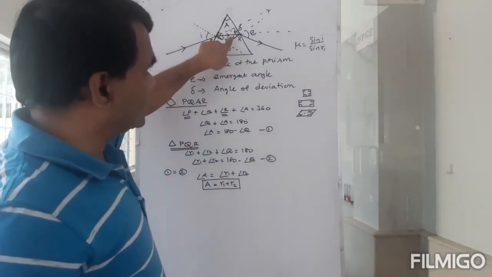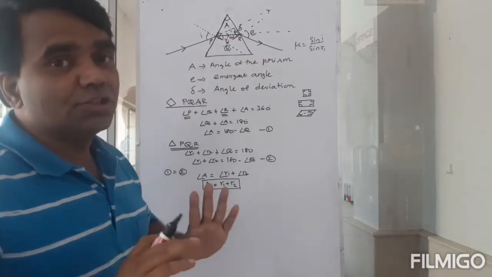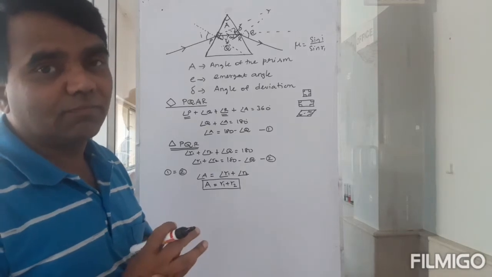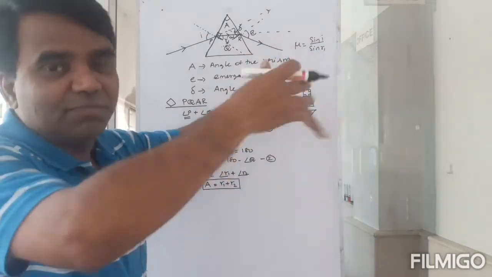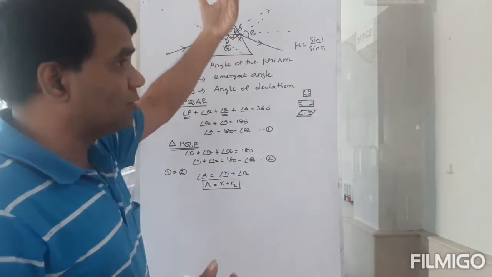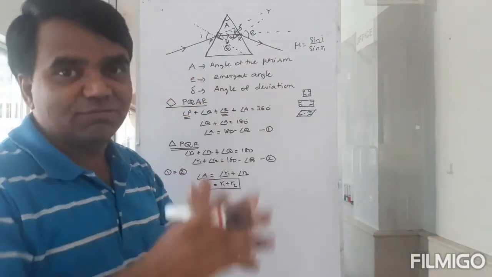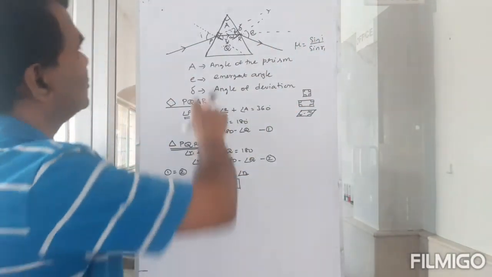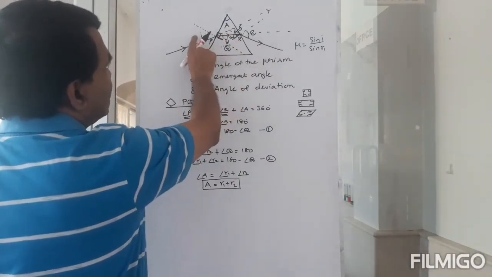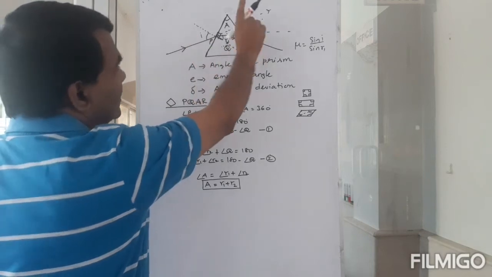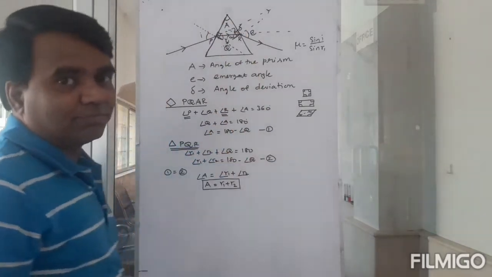If R2 decreases, then E, the emergent angle, should also decrease. Why? Same thing. Now it should be equal to sin I by sin R. In that case, sin R2 divided by sin E will be 1 by mu. So that should remain a constant, right? So effectively, what happens is, if I increases, E decreases. If I decreases, E increases.